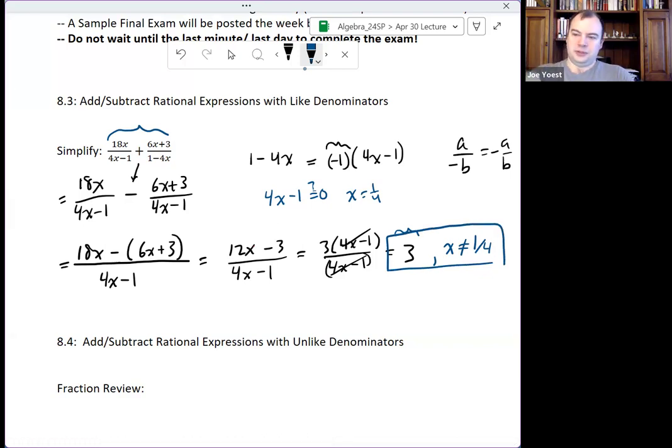And with that restriction, x not equal to 1/4, now the left side does equal the right side. So that initial sum of two rational expressions, whatever value of x I plug in aside from 1/4, when I simplify all of the numbers down, will turn out to just be 3.